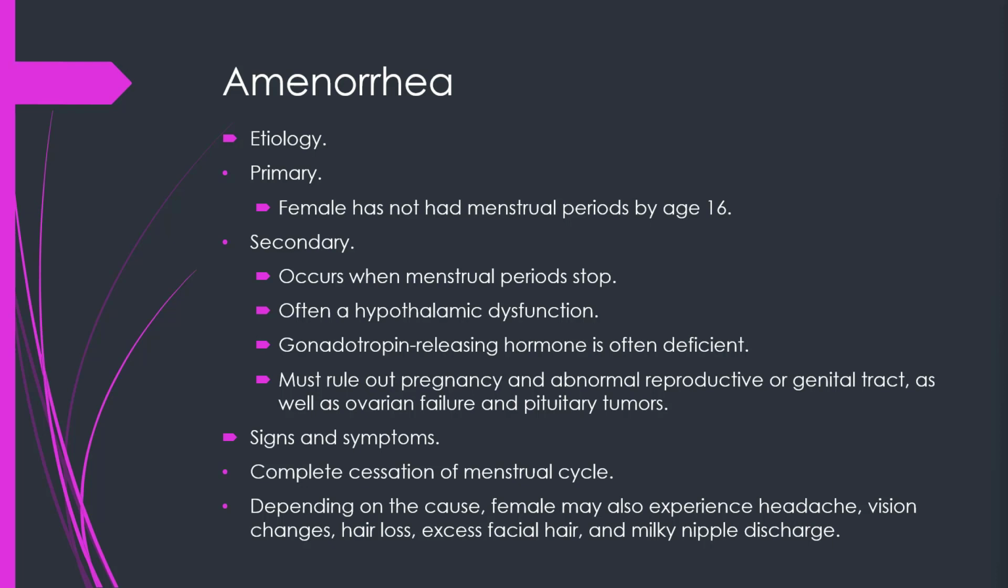Signs and symptoms of amenorrhea include the complete cessation of the menstrual cycle. Depending upon the cause, females may also experience headache, vision changes, hair loss, excessive facial hair, and milky nipple discharge. The management is reestablishment of the normal hormone levels through a medical examination, nutritional counseling, and the reduction of exercise intensity and emotional stress. Estrogen replacement may be considered for individuals as well.